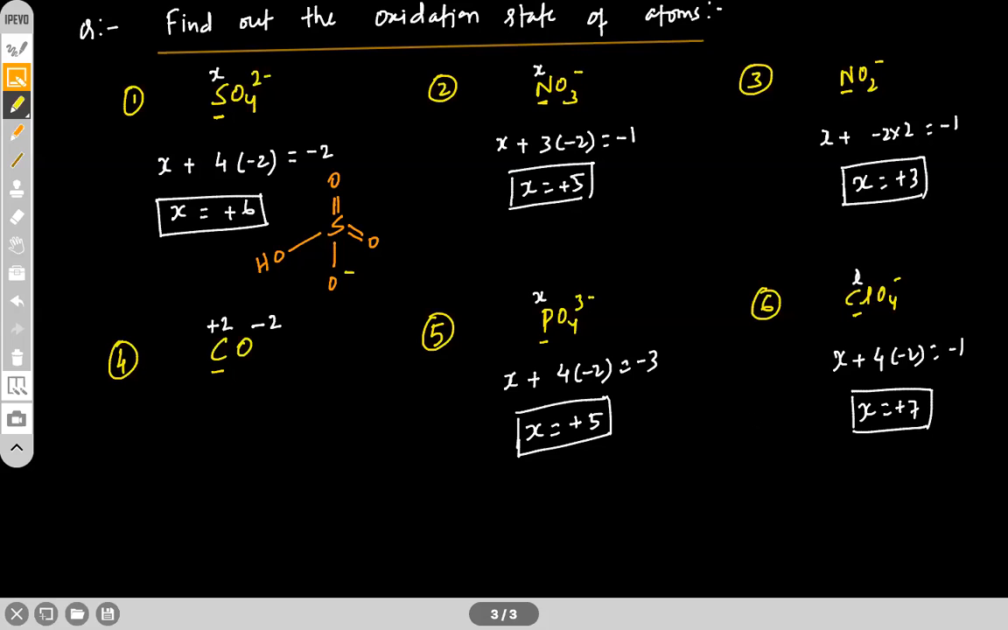Tautomerism we'll do later. Okay, I'll take tautomerism, don't worry.